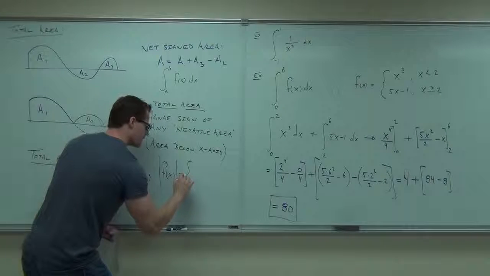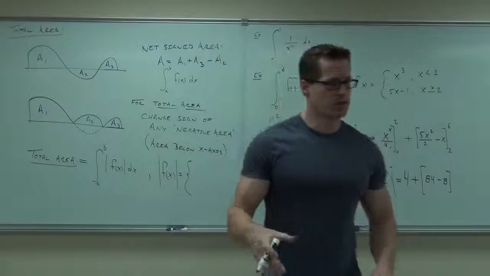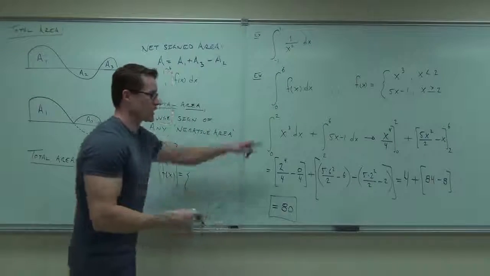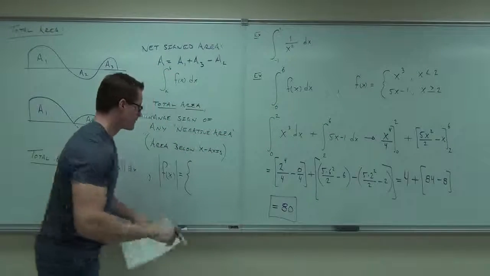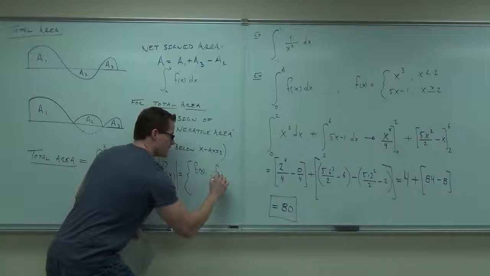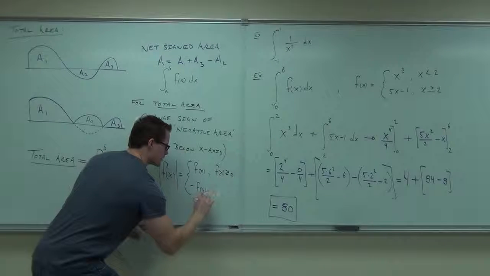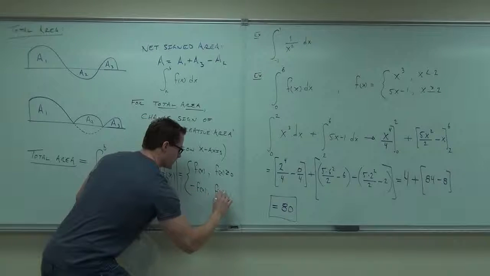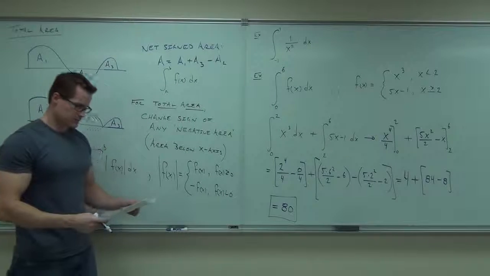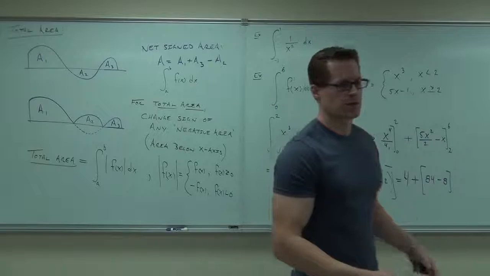Just remember one thing. The absolute value of f of x, or the absolute value of any function, is actually piecewise. So it's going to look kind of like this, is why we did this first. It says you keep f of x if f of x is positive. You make it negative f of x if f of x is negative. That's the way you do absolute value.